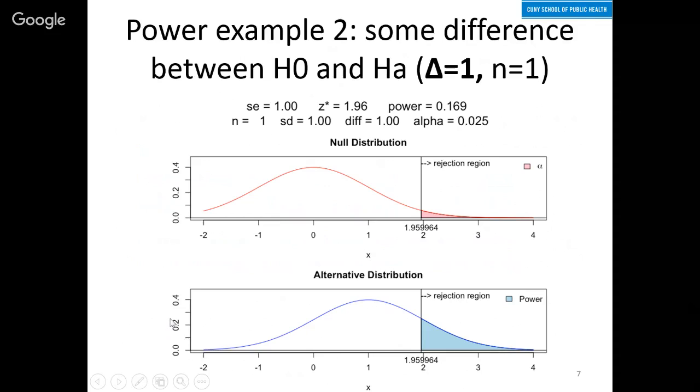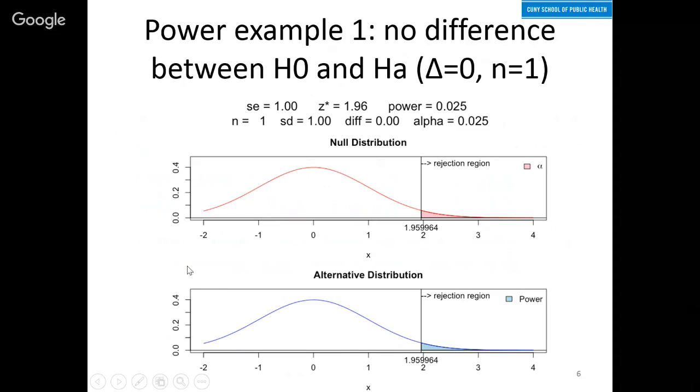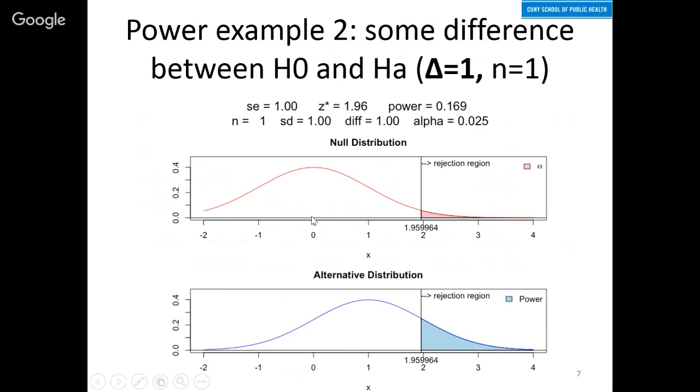So what changed between the two examples? Here, the alternative hypothesis is false, and there's no true difference in the means of these two samples. Here I'm saying that under our alternative hypothesis, which is true, there is a difference in means of 1. And so the probability of getting something out in this rejection region is something greater than 2.5%, and whatever it is here, I'm going to double it.